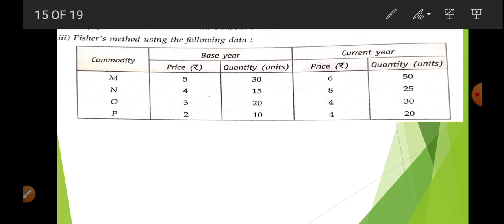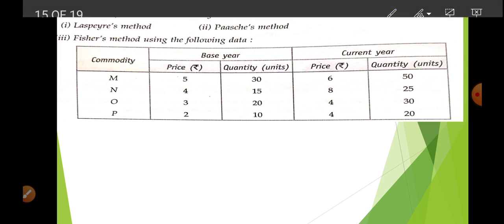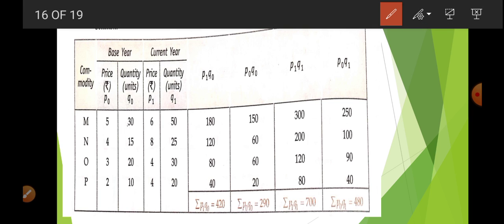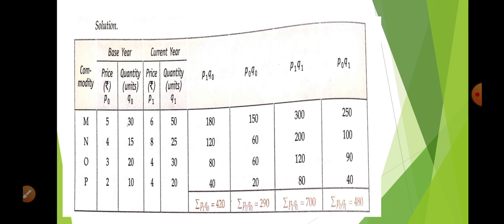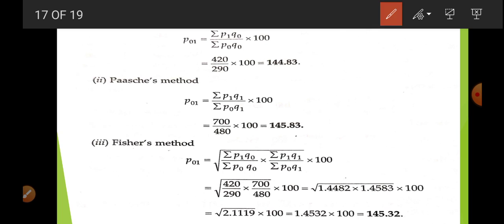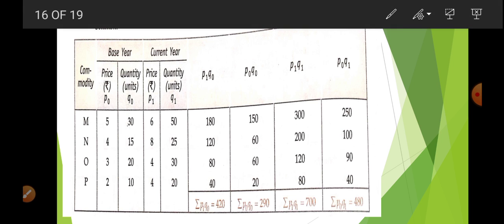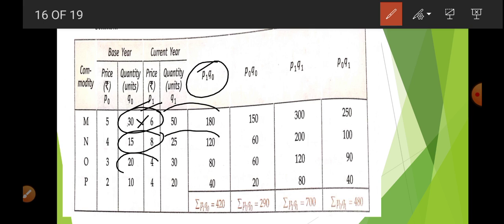Now this is the question we are going to calculate by all the three methods. First of all, the Laspeyres. This is the equation of the Laspeyres, P1 Q0 upon P0 Q0. So we are going to calculate P1 Q0 and P0 Q0 for Laspeyres. So P1 Q0, this is your P1, this is Q0. When we multiplied these two, we get 180. These two, we get 120, these two we get 80 and these two we get 40.